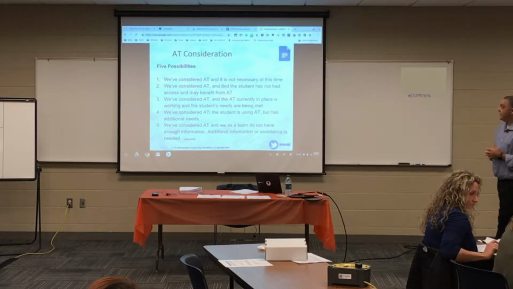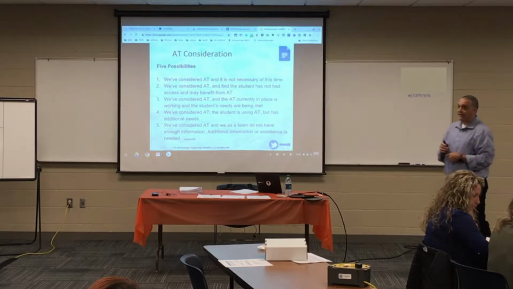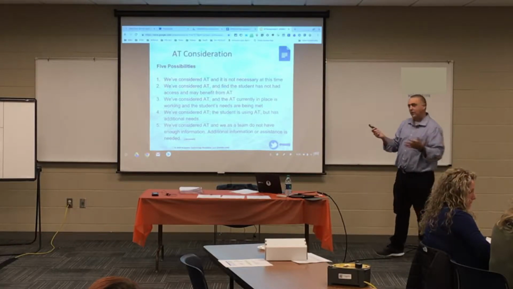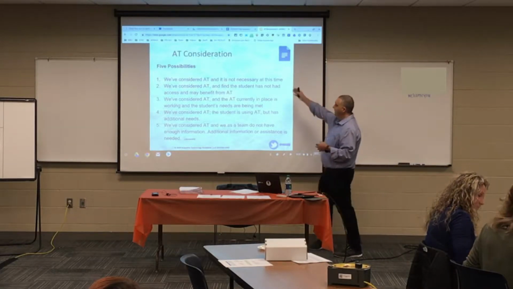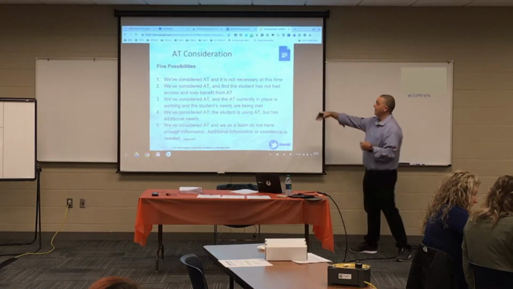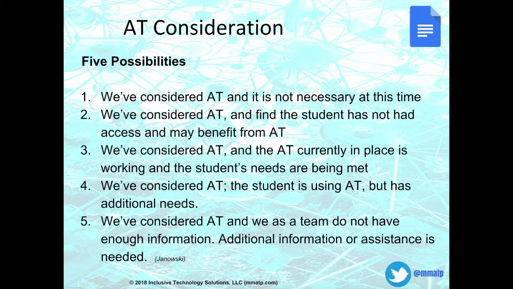When we think about AT consideration, what are our end possibilities, our end results? What could we get from this consideration? We get 5 different options. They all start with we've considered AT, right? The assumption is we've considered. We'll talk a little more about what it really means to consider and what that looks like. But the idea here is that we have considered it, so now we talk about the options someone could come up with. Nothing's needed, so things are moving along.